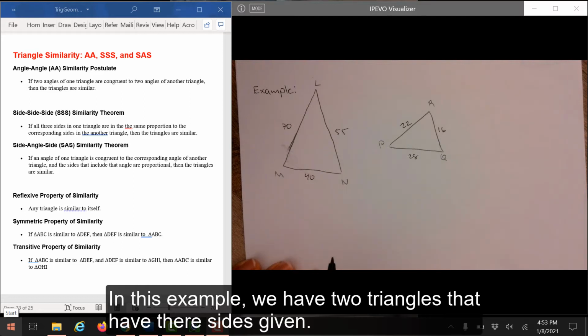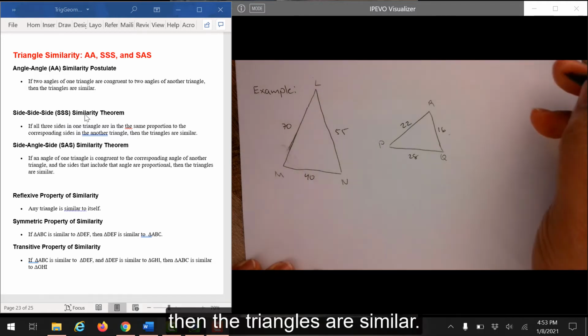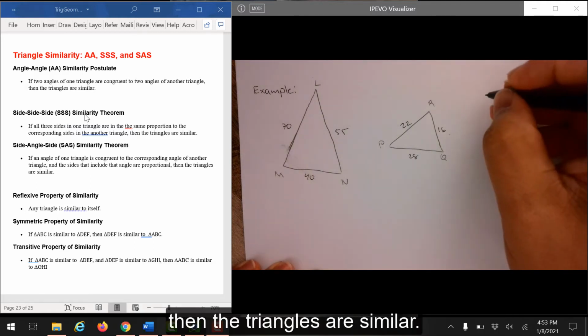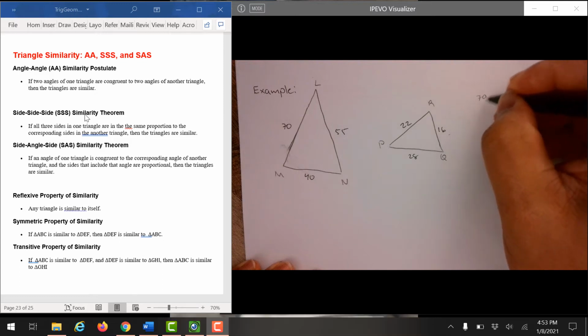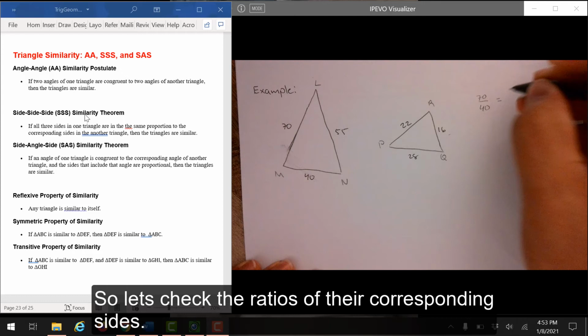In this example, we have two triangles that have their sides given. The side-side-side postulate for similar triangles says if the ratios of their corresponding sides are proportional, then the triangles are similar. So let's check the ratios of their corresponding sides.